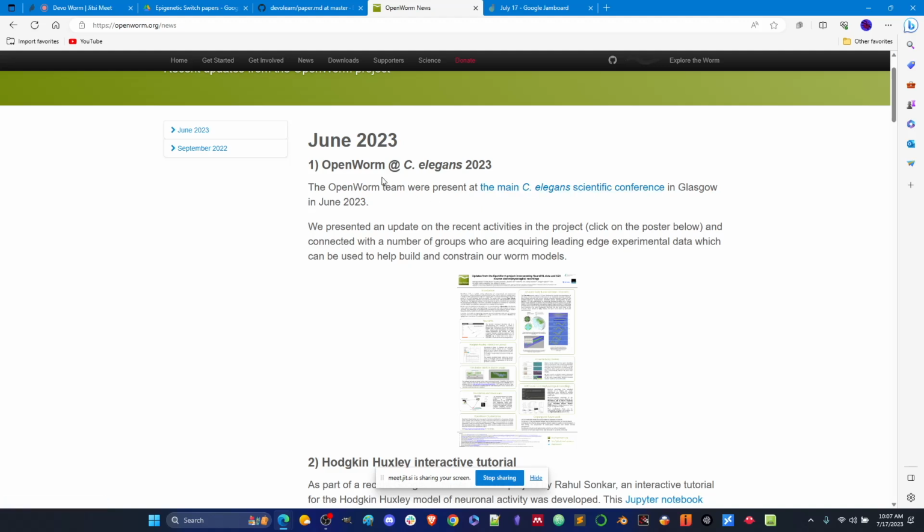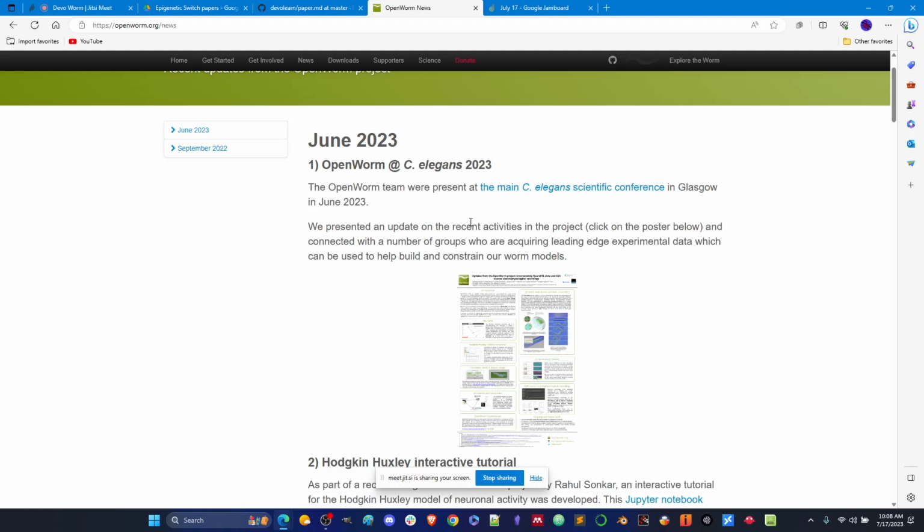It looks like there was a poster presented at the C. elegans conference. The C. elegans conference is for people who are interested in using C. elegans as a model organism for research, for looking at things like disease, connectomics, and basic research. They get together every 2 years, and it's really good because it's all focused on C. elegans, just about any topic you can think of. It's hosted in Glasgow, Scotland every 2 years. It used to be in Los Angeles, but they moved it.